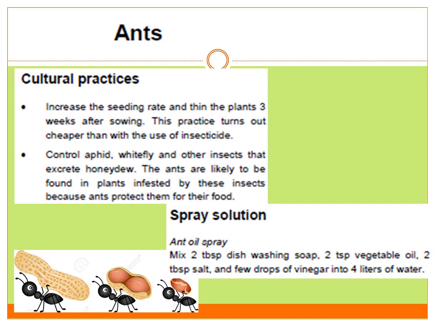The ants are likely to be found in plants infested by these insects because ants protect them for their food. So yun, pagka may mga langgam, may hantik yung ating mga halaman, sigurado merong mga insect pest doon na naninirahan na sumisira na ng ating crops.